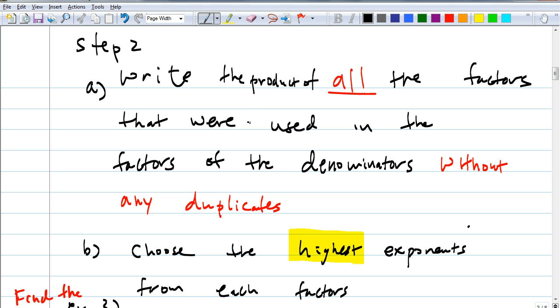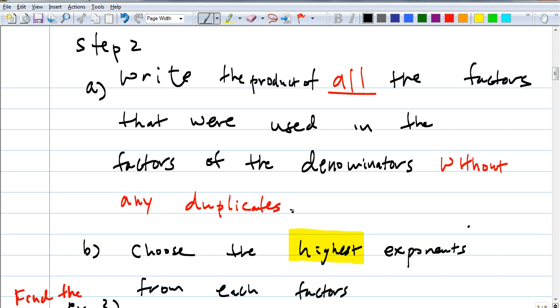Write the product of all the factors that were used in the factors of the denominators without any duplicates. Okay, and then you choose the highest. By the way, actually doing or finding the LCD, these steps are really easy.